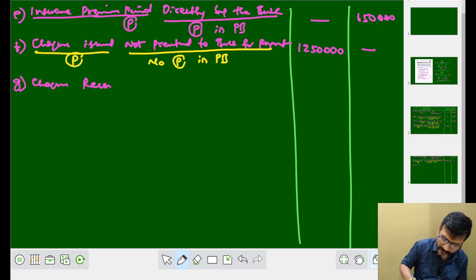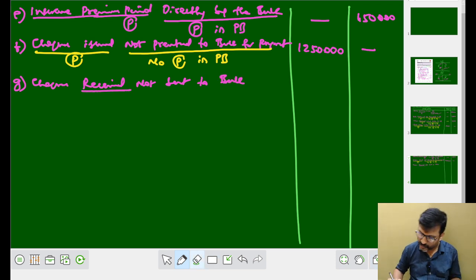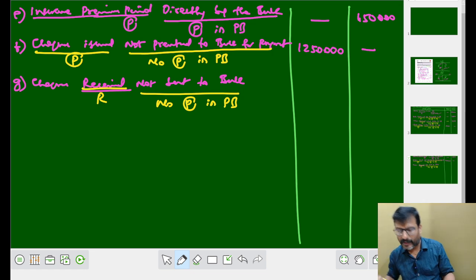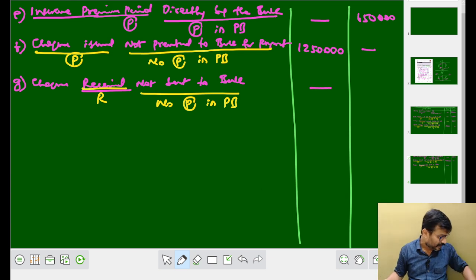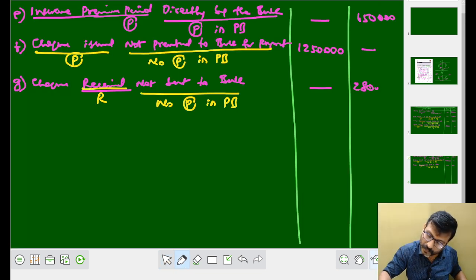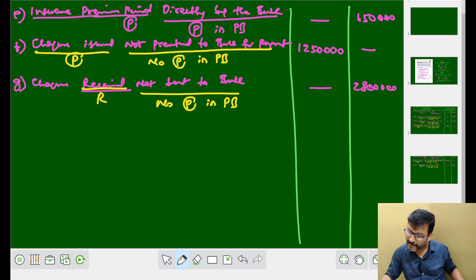Checks received not sent to bank. Received means what? Receipt. Not sent to bank means what? No receipt in passbook. Means no credit in passbook. So we have to take it in credit side with an amount of rupees. How much? Amount is 28 lakhs. Very big amounts are given in this particular problem.